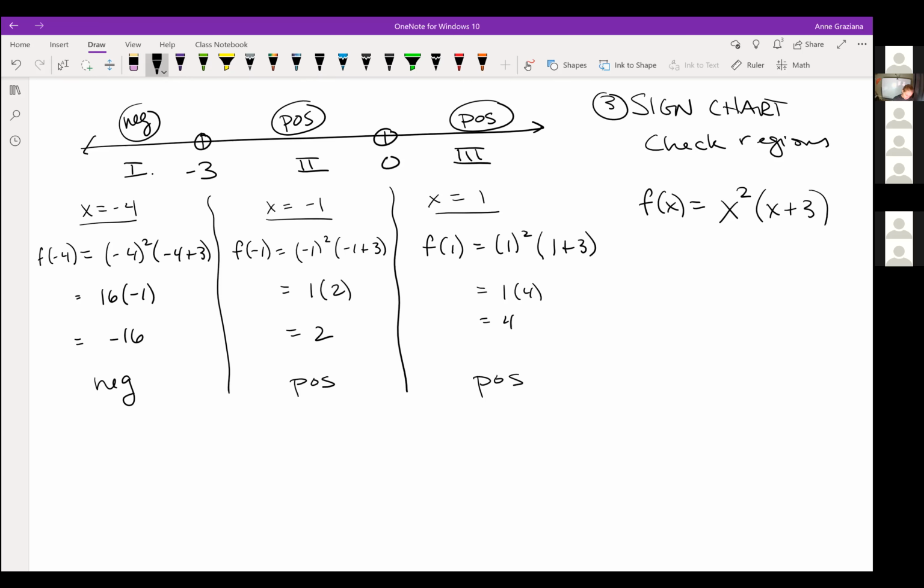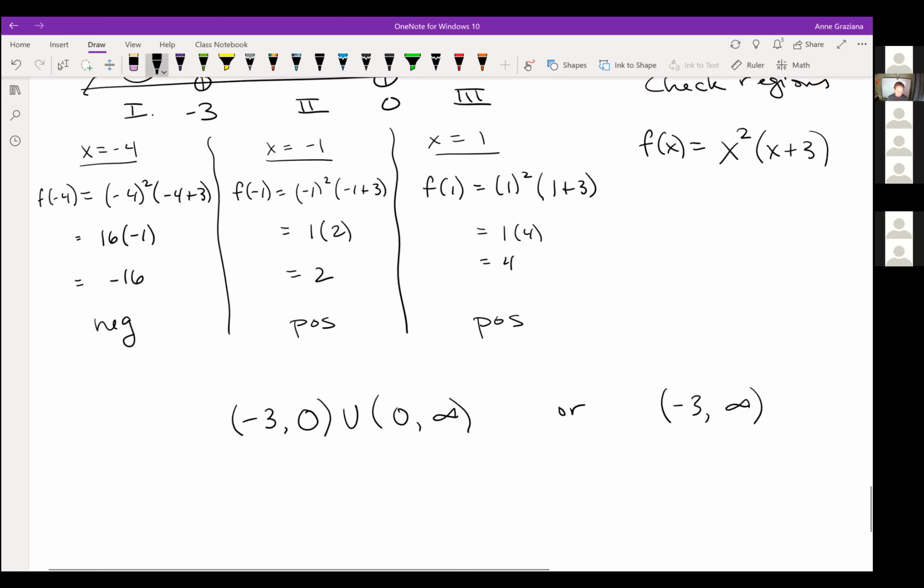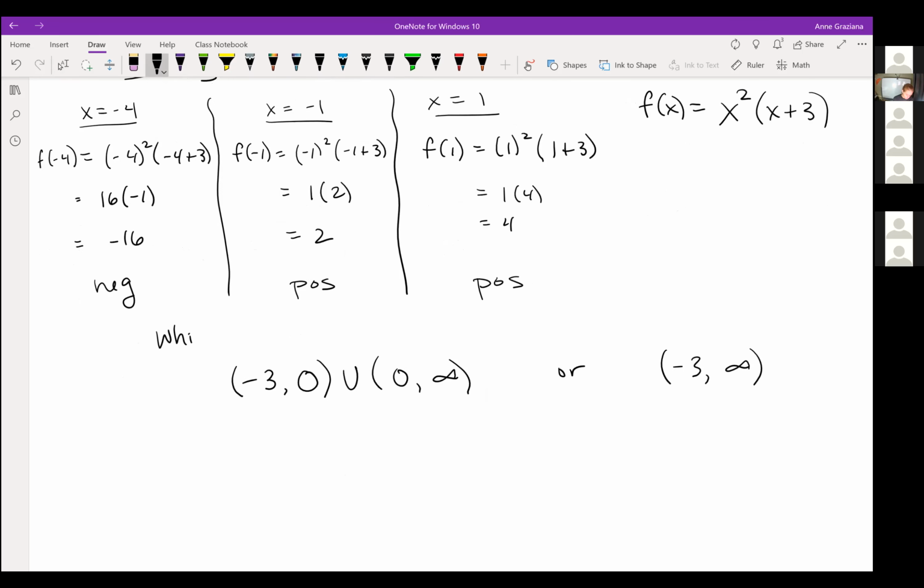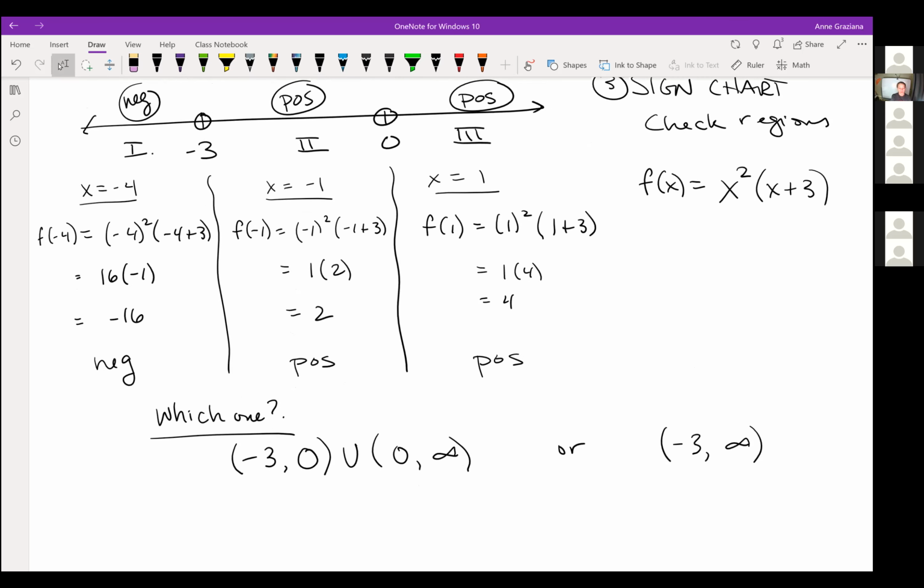So we're going to start with negative 3 and go to 0. Now, here's my question. Is it going to be this, or should it just be negative 3 to infinity? Which one is it? Yeah, the first one. Why does it have to be the first one? Because we can't include 0, right?